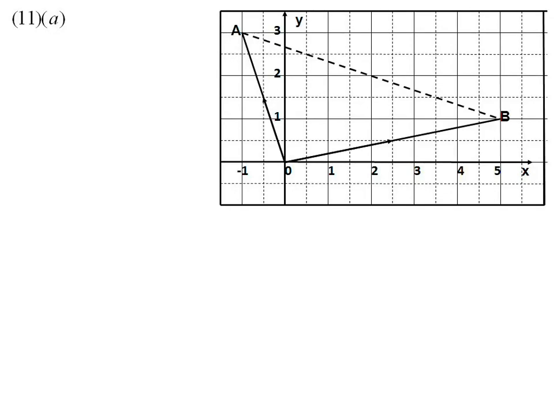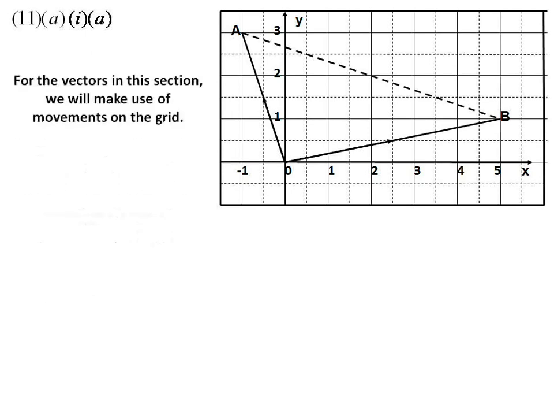There we have a setup in which we are required to solve some problems. As soon as we have a vector problem with a grid, we know that our work is greatly simplified. For the vectors in this section, we will make use of movements on the grid, because the grid is present and that makes our work easier.